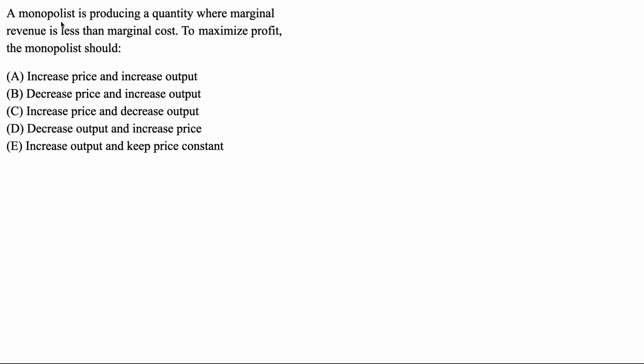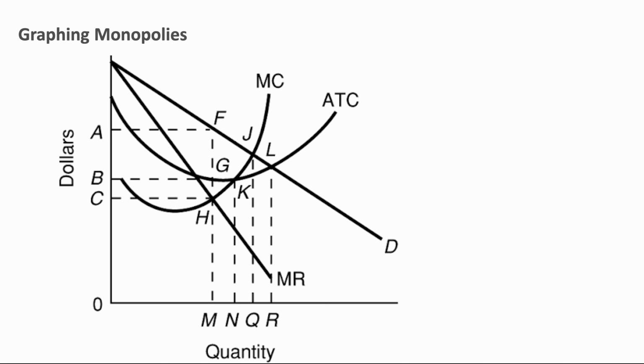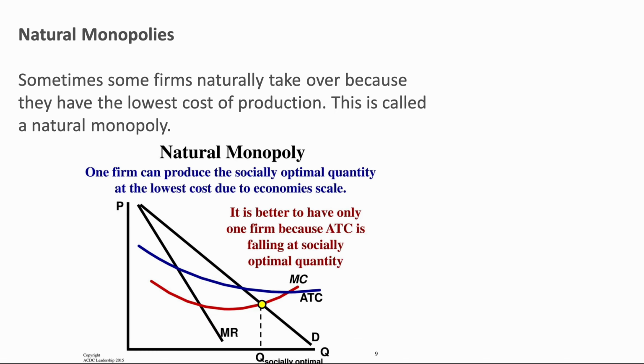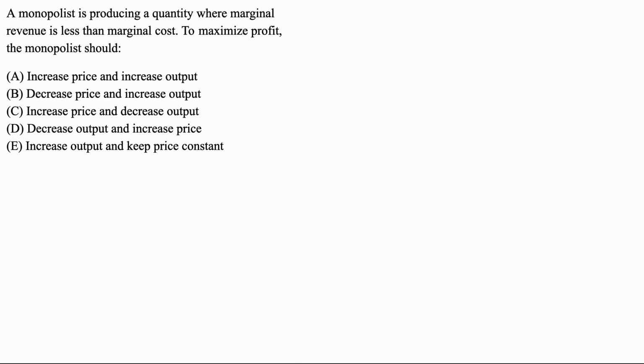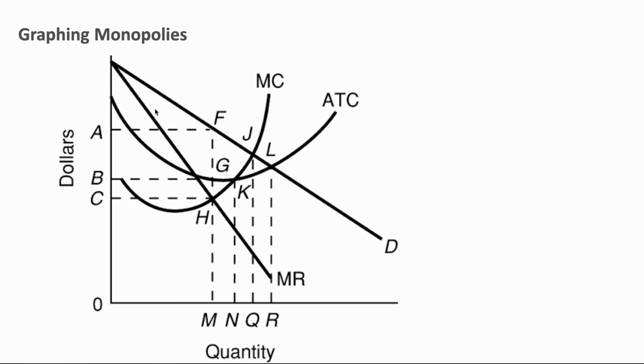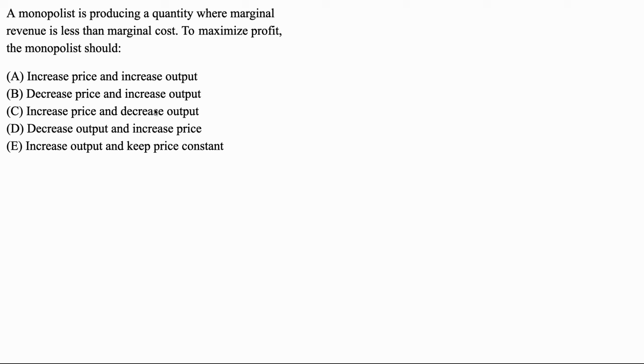Okay, let's go through it. A monopolist is producing a quantity where marginal revenue is less than marginal cost. To maximize profit, the monopolist should... So let's first understand the question. The monopolist is producing a quantity where marginal revenue is lower than marginal cost. That means if marginal revenue is below marginal cost, you're not maximizing your profits just yet. So if you want to maximize profits, the best way to do that, and what monopolies do all the time in the real world, is that they increase price and decrease output.